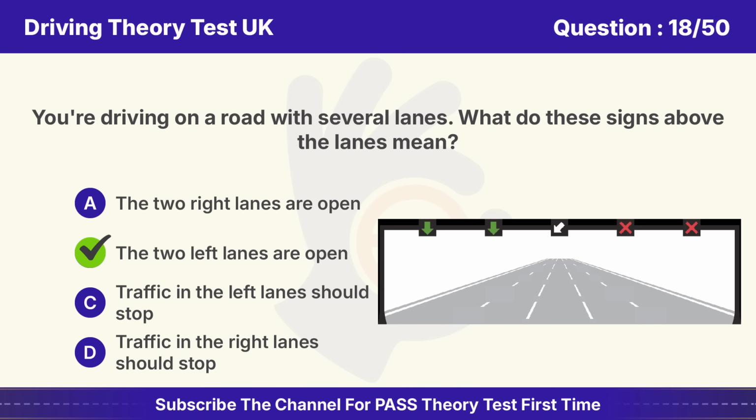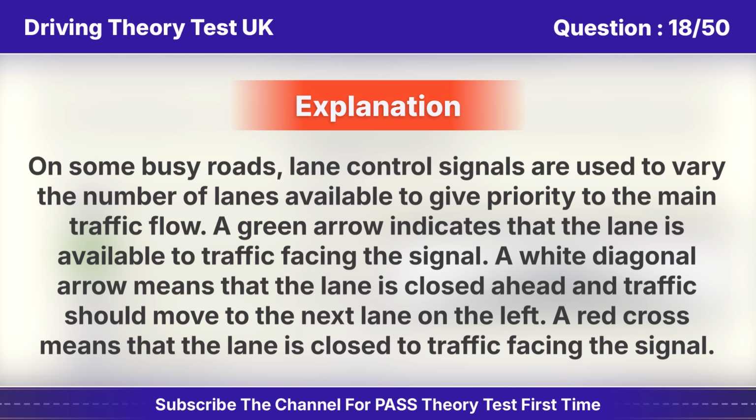Answer is B. The two left lanes are open. On some busy roads, lane control signals are used to vary the number of lanes available to give priority to the main traffic flow. A green arrow indicates that the lane is available to traffic facing the signal. A white diagonal arrow means that the lane is closed ahead and traffic should move to the next lane on the left. A red cross means that the lane is closed to traffic facing the signal.